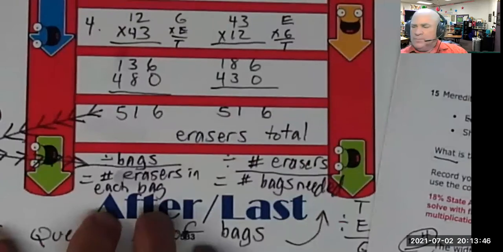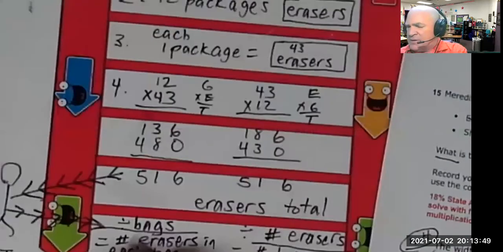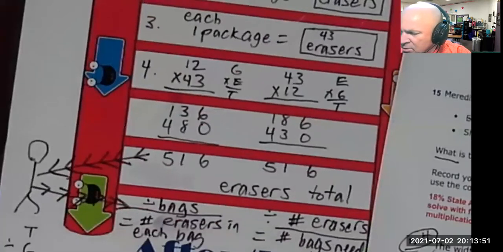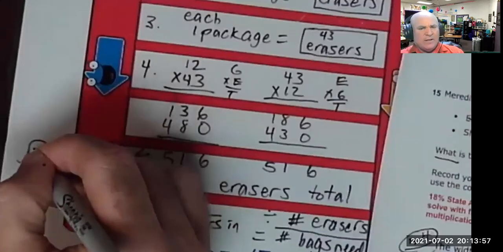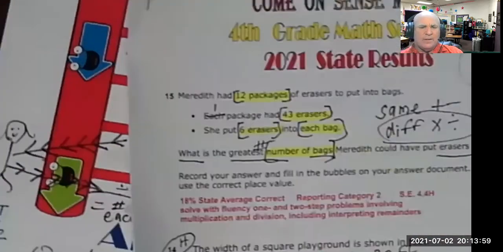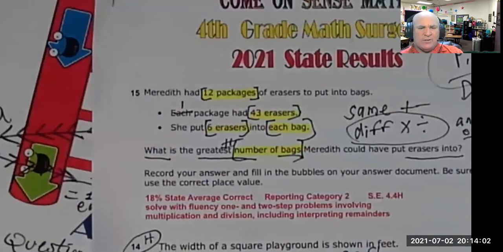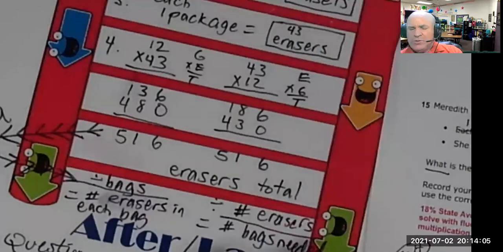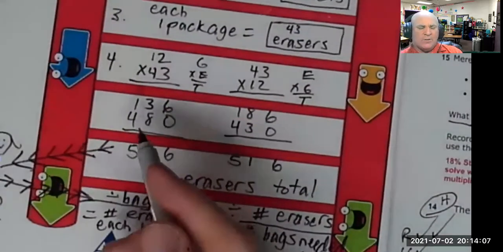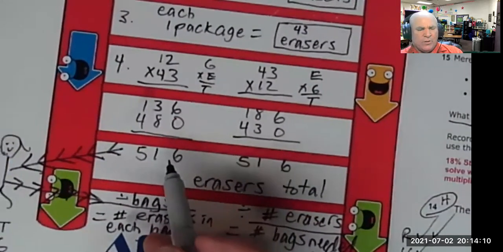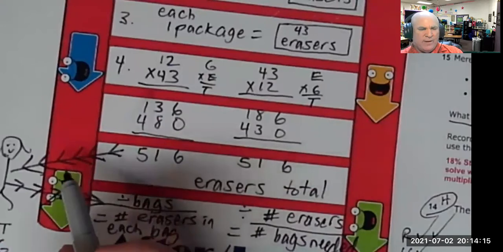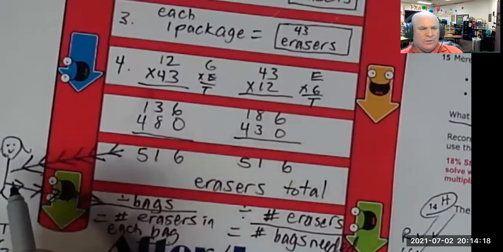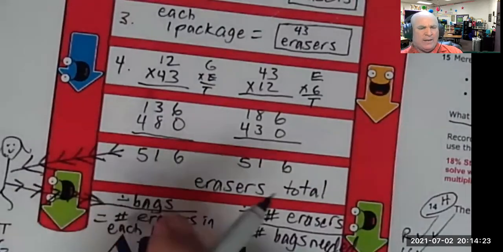If you look at Meredith, I've got to fix her here. I forgot that she's a girl, and I'm just showing you that your kids don't have to be artists. It said that she's going to be placing 6 erasers into each bag. So what you can do is draw a picture with arrows from those total erasers: one, two, three, four, five, 6 at a time. She's going to be taking them and putting them in 2 bags.